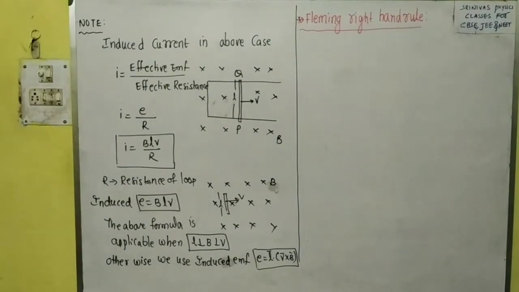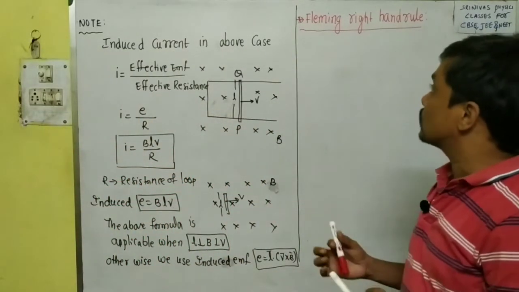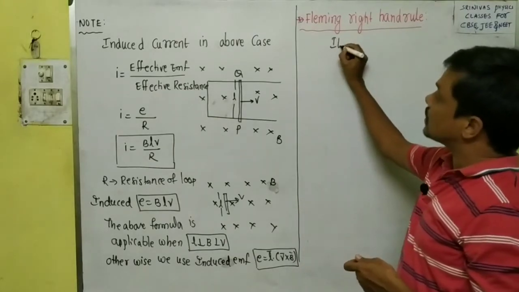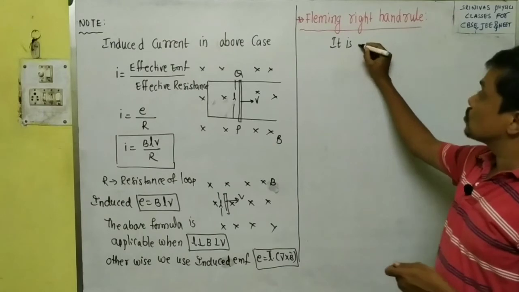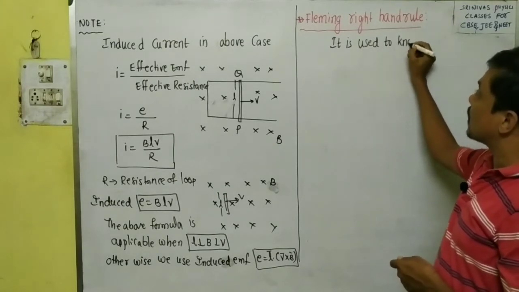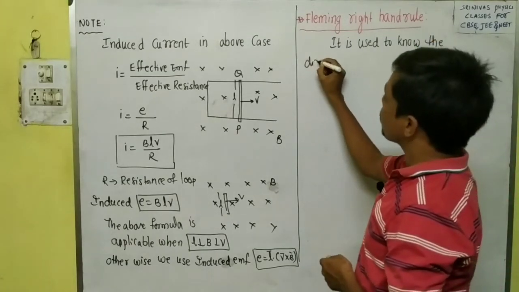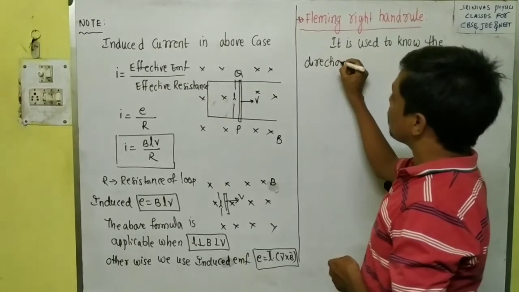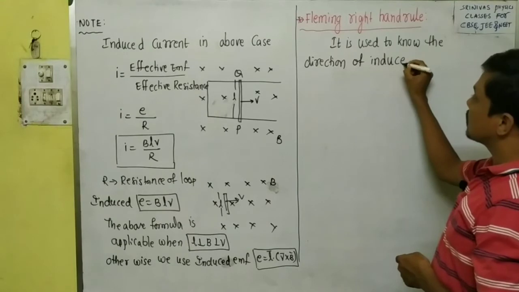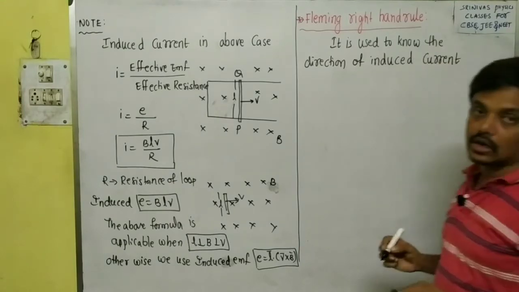And now, what is the Fleming right hand rule? It is used to know the direction of the induced current. What is the use of this? It is used to know the direction of the induced current.